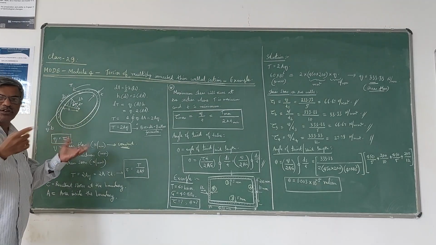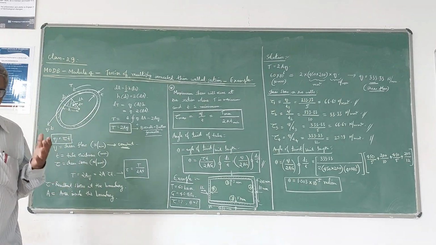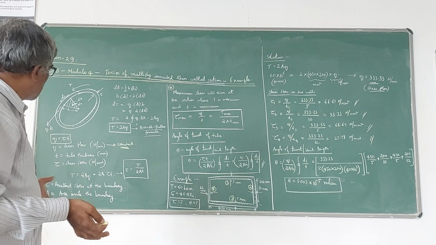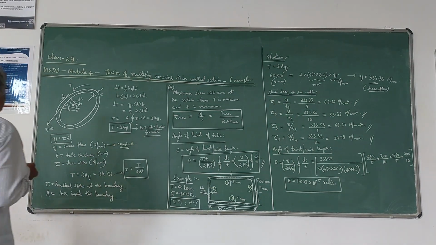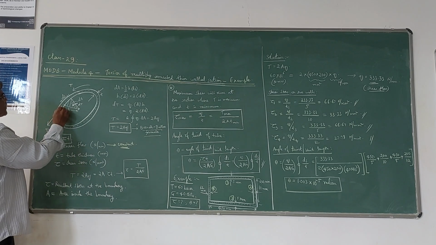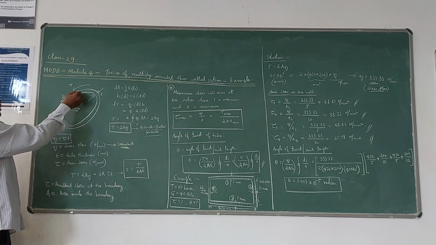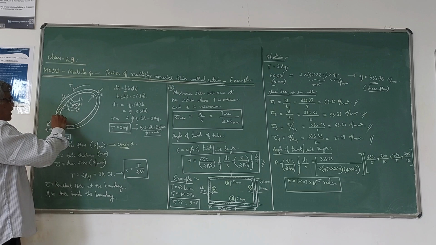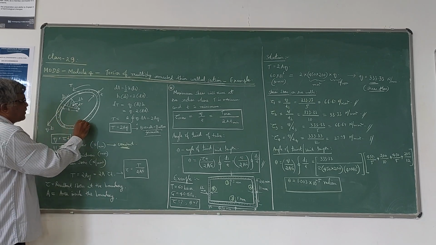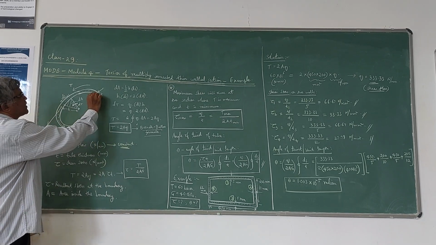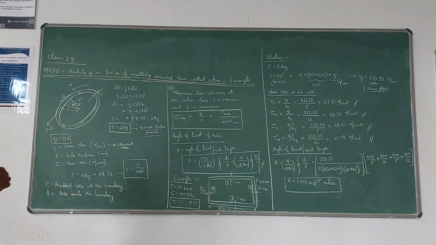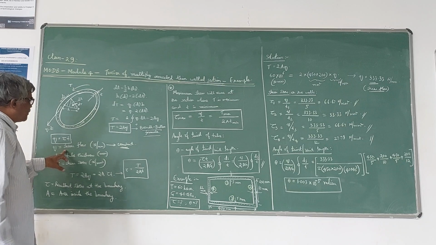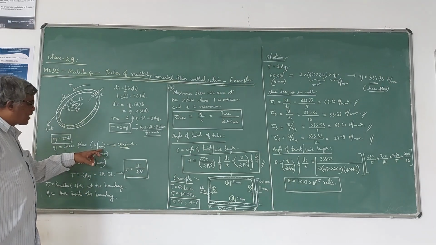So the effect of torsion is the development of shear stress. As you know, there will not be any normal stress. It is the production of shear stress. That shear stress is expressed in the form of a shear flow. The shear flow takes place like this along the circumference. It is denoted by q. So q is called the shear flow, which is expressed in Newton per mm.